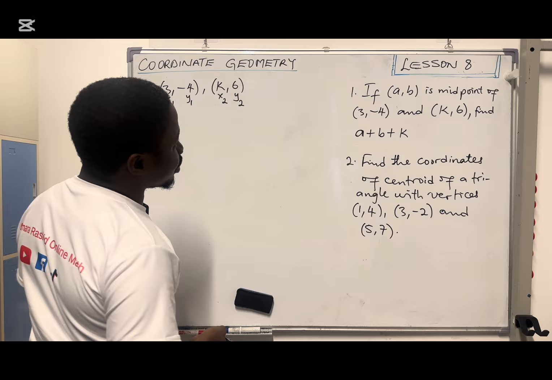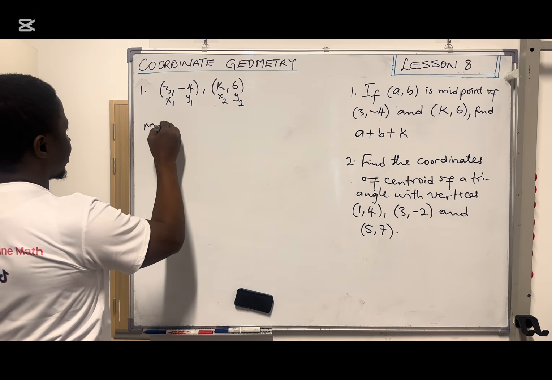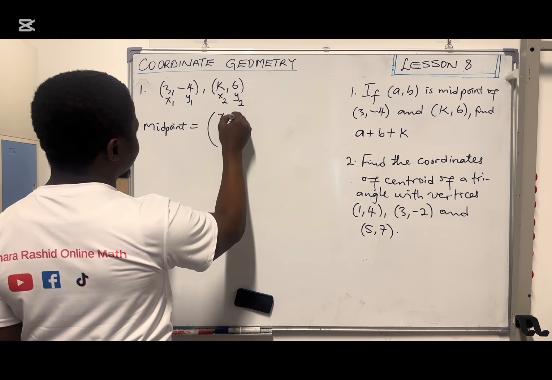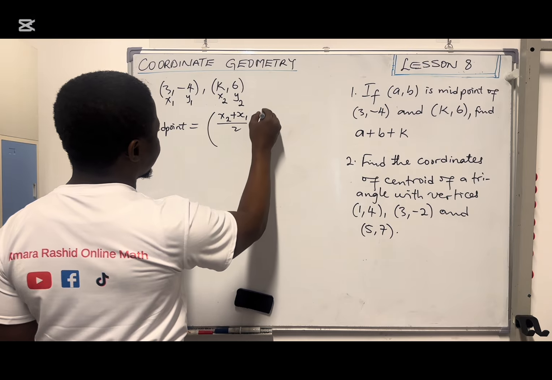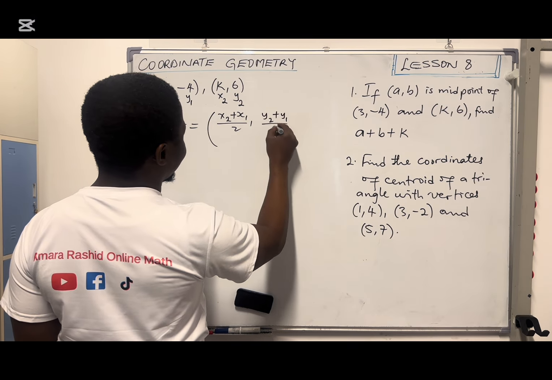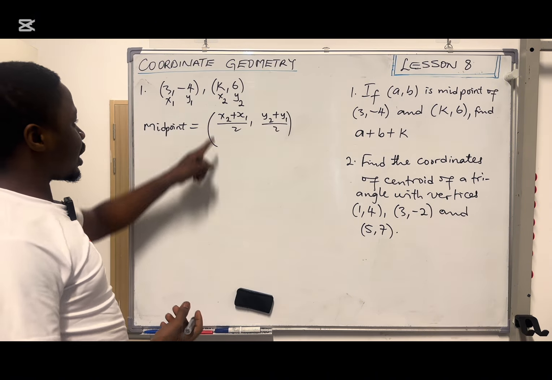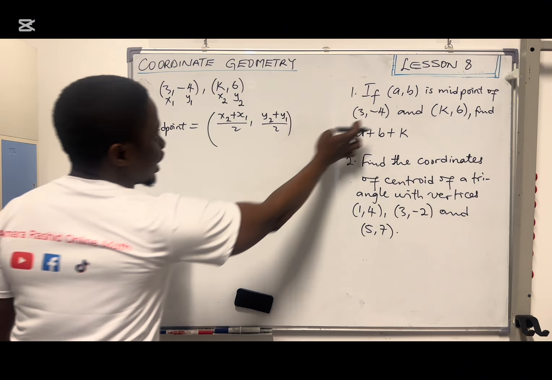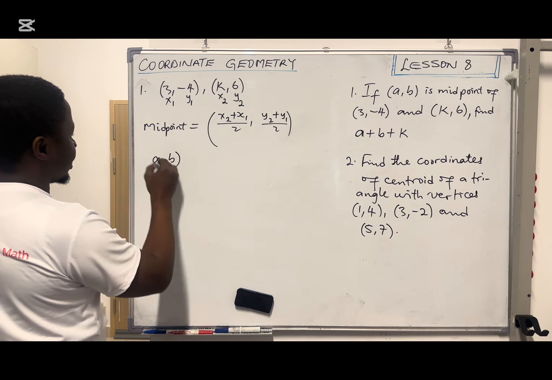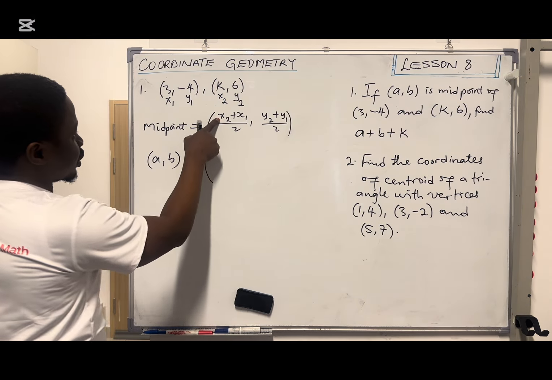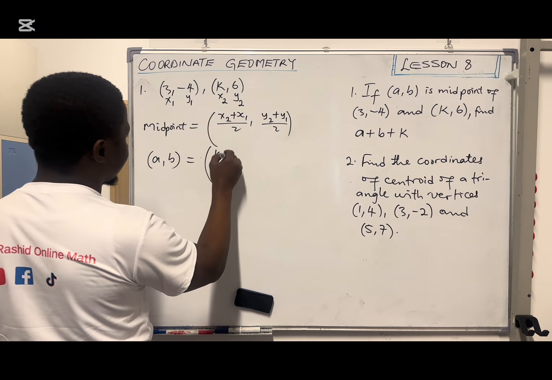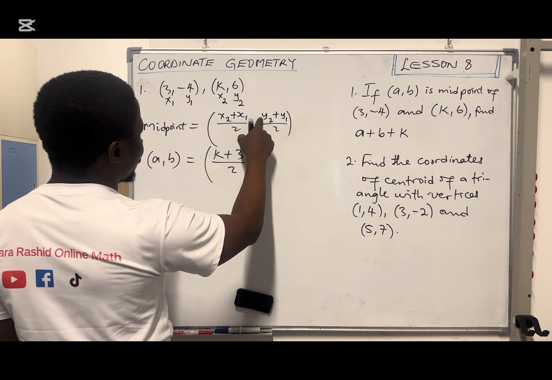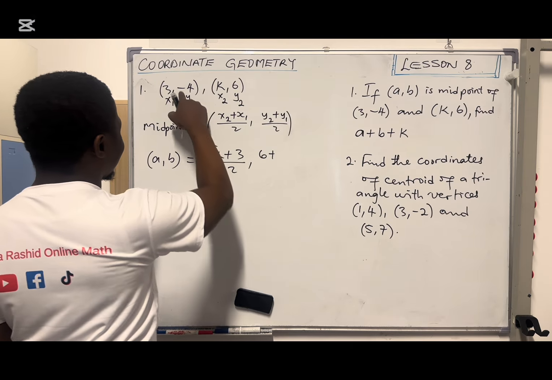Yes. But what is the midpoint? Midpoint is equal to x2 plus x1 over 2, y2 plus y1 over 2. But know that it is also correct to say x1 plus x2, y1 plus y2. But this midpoint is given as AB. So what is x2? x2 is k. x1 is 3 over 2. y2 is 6 plus y1 is minus 4 over 2.